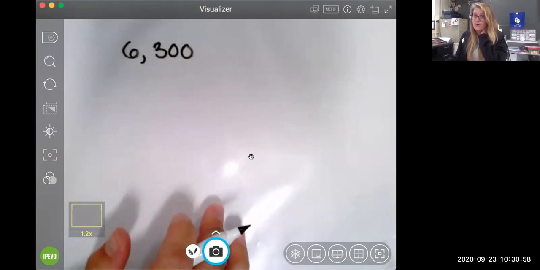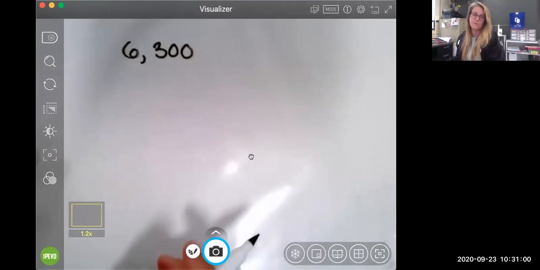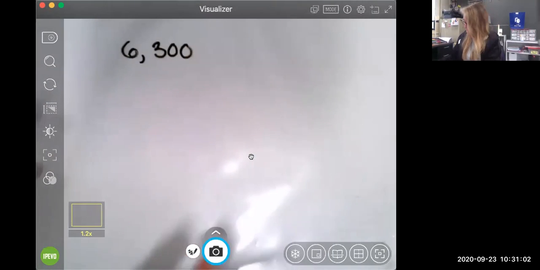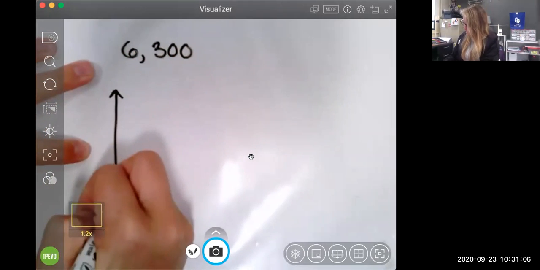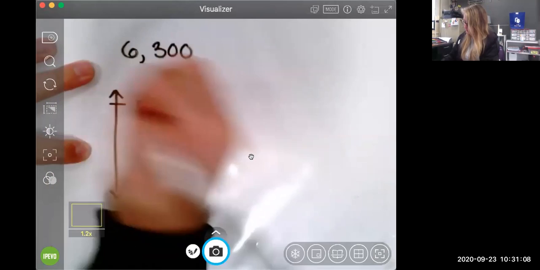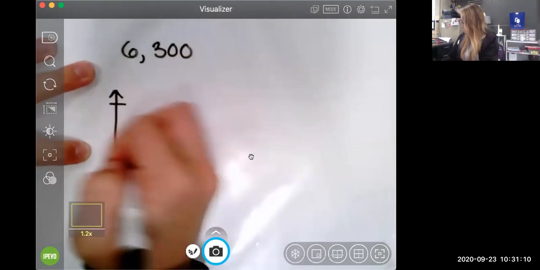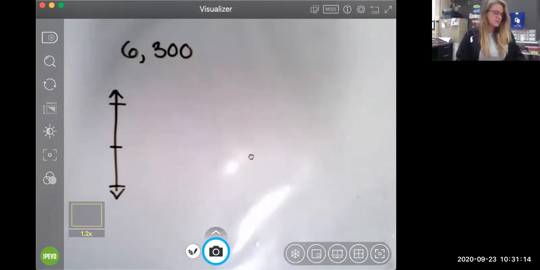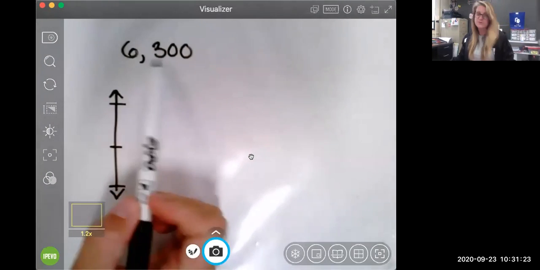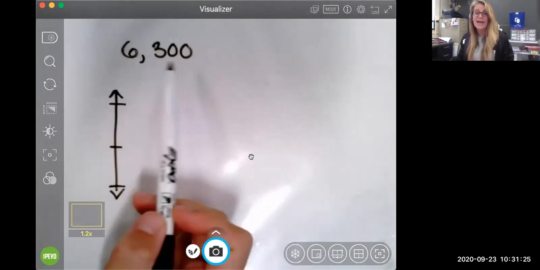So our first step, before I even let you go do it on your own, is going to be to create your vertical number line. You need a line at the top, a line at the bottom, and a line in the middle. Your next step is going to be to find the closest lower thousand and the closest higher thousand.